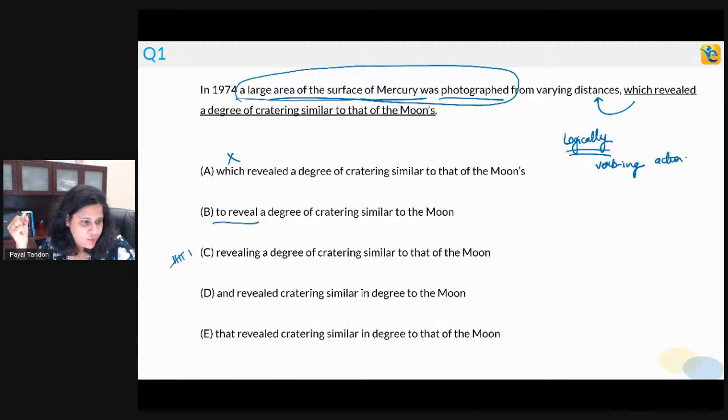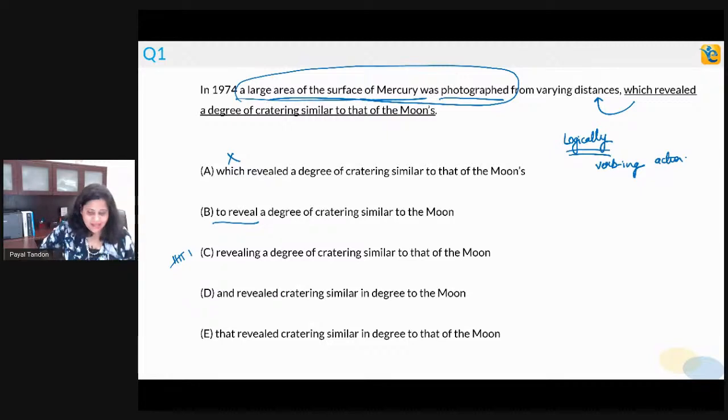Vipul is asking if it would be correct with "that" instead of "which." Vipul, you need to answer that question on your own. Is that an action modifier? Can that modify the action, or the act of photography? It cannot. So that's the reason why even that is not going to be correct, because that's a noun modifier.